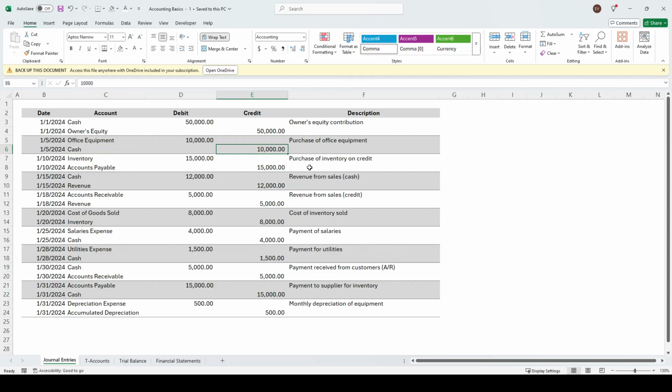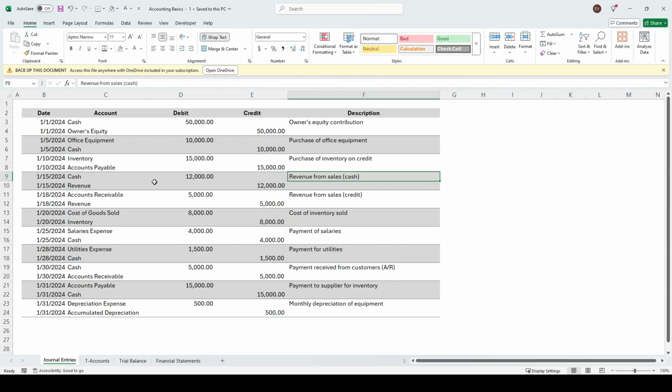Okay, the next transaction we have, the owner purchased inventory on credit in the amount of $15,000. So in this case, we debit inventory in the amount of $15,000 to show the increase in inventory assets. But because we didn't use cash and the owner instead purchased the inventory with credit, such as a credit card, we need to book this as a liability. And so the account that we can use to book this liability is accounts payable. And here we will show a credit of $15,000.